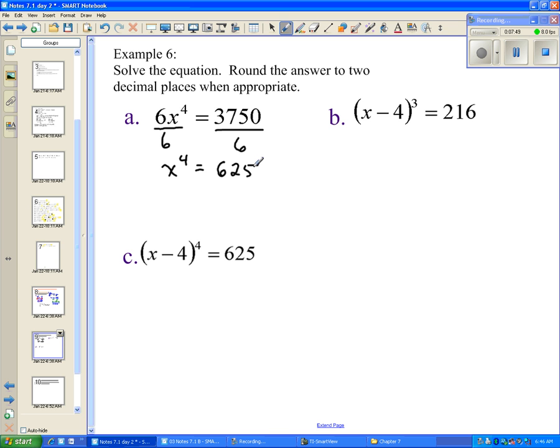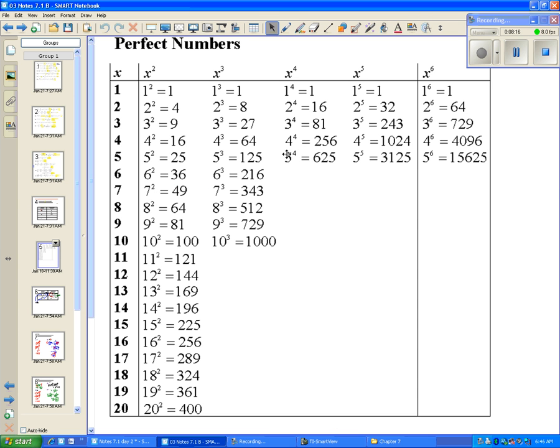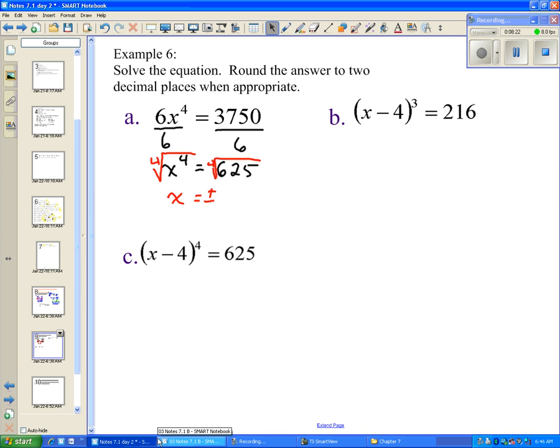625. At this point, I want to take the fourth root of this. So I'm going to go ahead and take the fourth root of the x to get x, take the fourth root of 625. So on the left side, I get x. On the right side, since I'm taking the fourth root, I get plus or minus. I'm going to bring up my note sheet, page 706. The fourth root of 625 is 5. So this is plus or minus 5 is my answer.